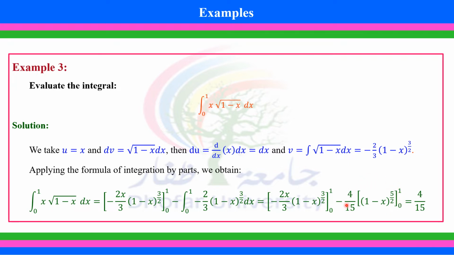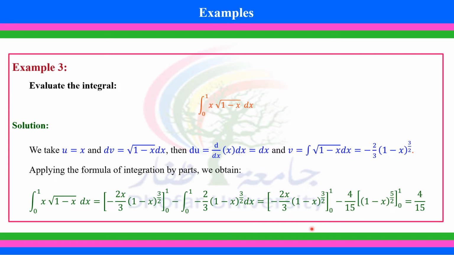Okay, now we substitute x by 1. So when we substitute 1 instead of x here, we obtain 1 minus 1, which is 0. So this term cancels. Here again, when we substitute x by 1, we get 1 minus 1, which is 0. And this term cancels also.